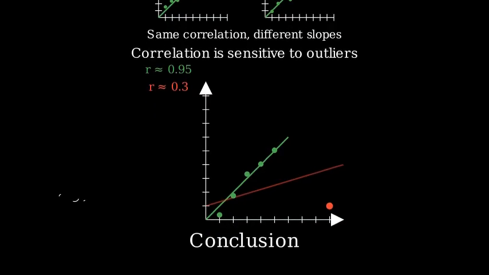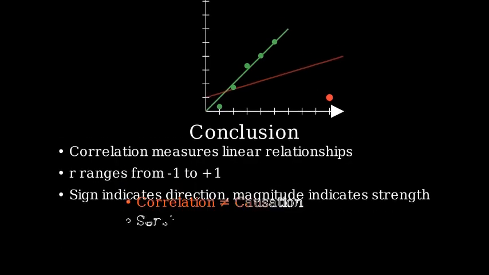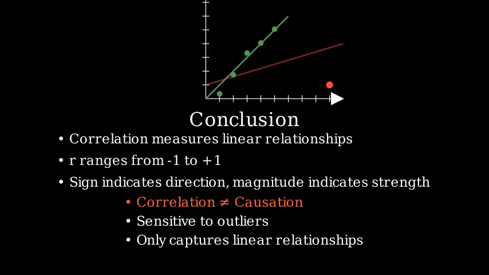In conclusion, correlation is a powerful statistical tool that helps us understand relationships between variables. The Pearson correlation coefficient measures the strength and direction of linear relationships, with values ranging from -1 to +1. Remember that correlation only measures linear associations, doesn't imply causation, and can be affected by outliers. When analyzing data, correlation is often a good starting point, but it should be complemented with other analyses for a complete understanding of your data relationships.